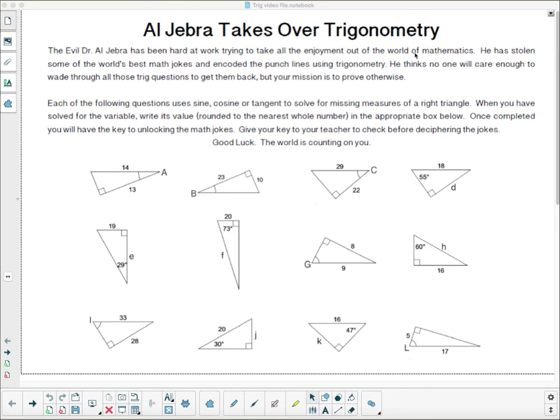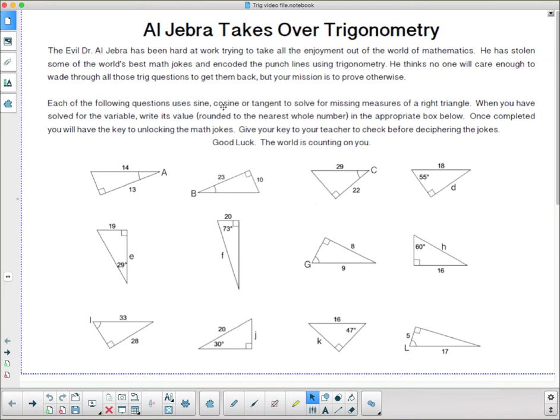Algebra takes over trigonometry. The evil Dr. Algebra has been hard at work trying to take all the enjoyment out of the world of mathematics. He has stolen some of the world's best math jokes and encoded the punchlines using trigonometry. He thinks no one will care enough to wade through all those trig questions to get them back, but your mission is to prove otherwise.